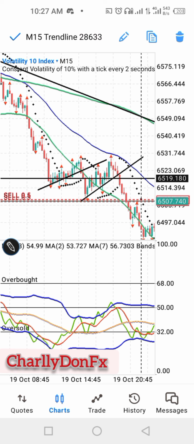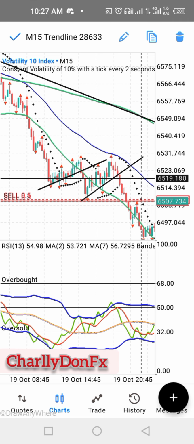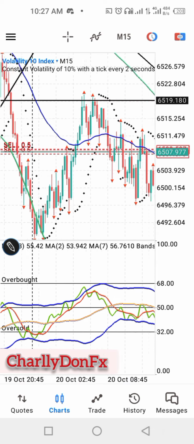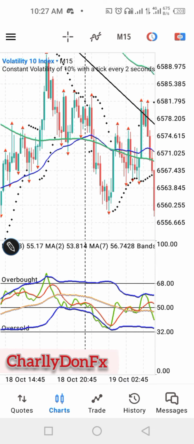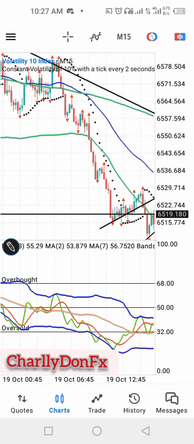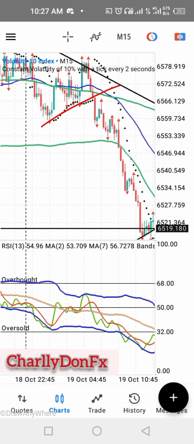Can you see that, guys? Those are the breakouts. Those are the sell signals. Those are the sell signals. Even right at this spot, those are the sell signals. Can you see?